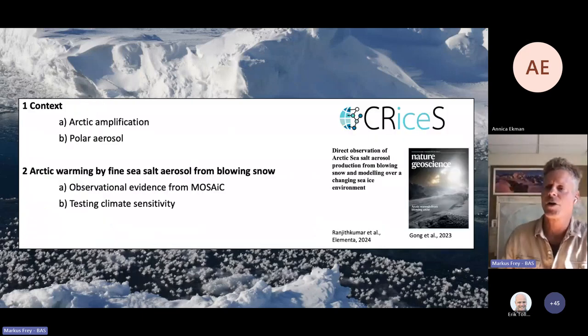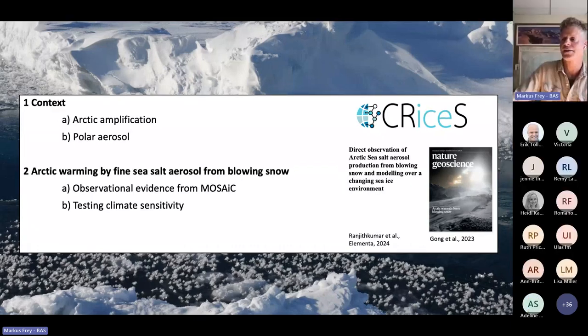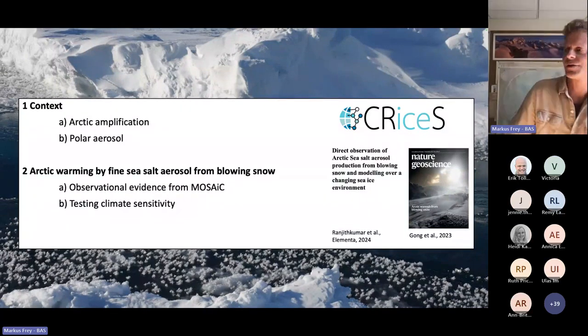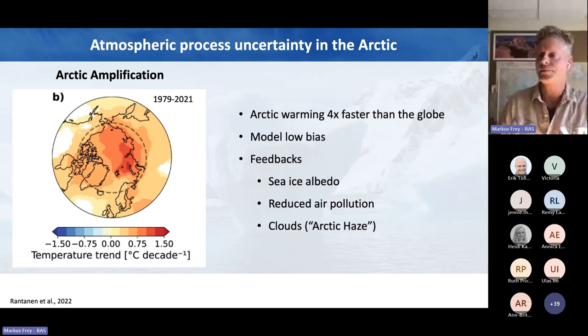I'll describe a little bit the context and then focus on the climate impacts of fine sea salt aerosol from a new aerosol source above sea ice, looking at the Mosaic data, and describe a first climate sensitivity test using a model. And this is based on two CRiceS publications. One is the Gong et al. from 2023, you're probably also already familiar with, and one which is nearly accepted in the Mosaic special issue in the journal Elementa.